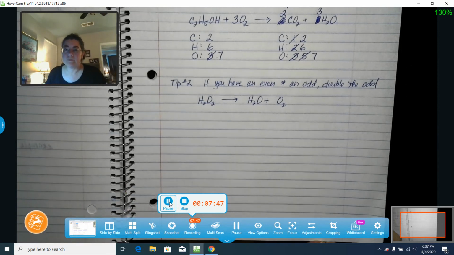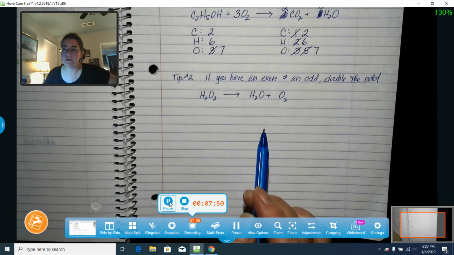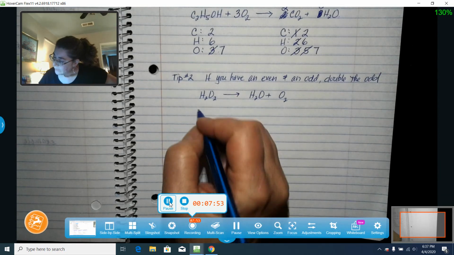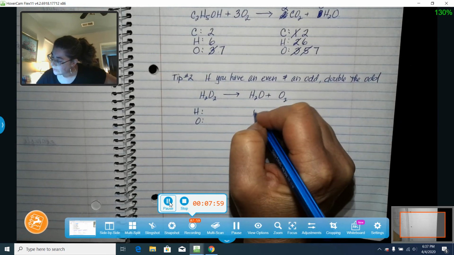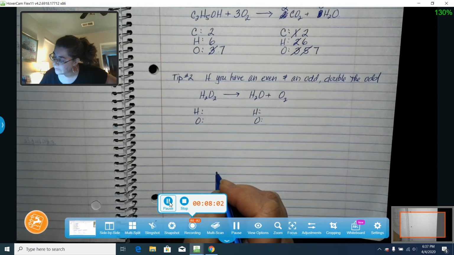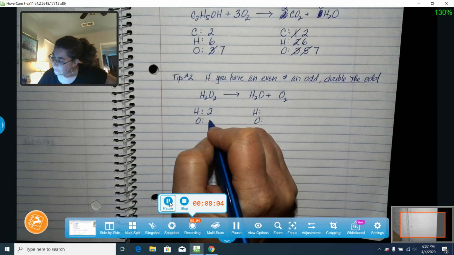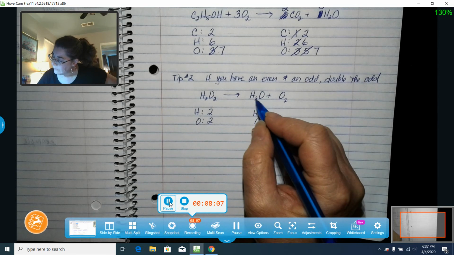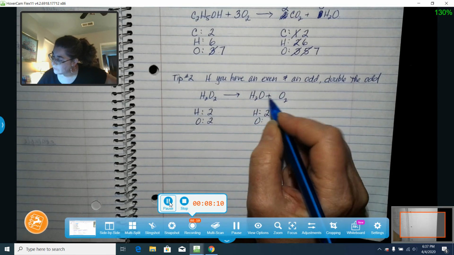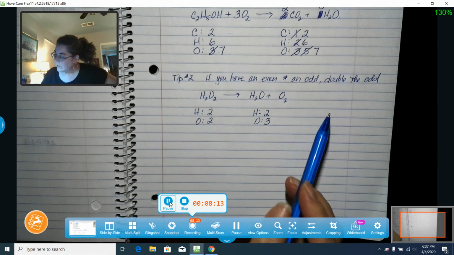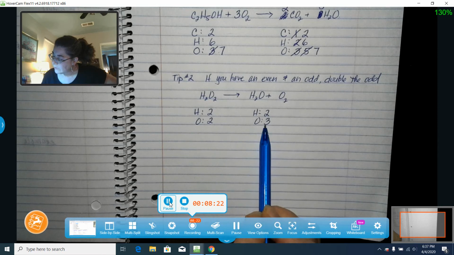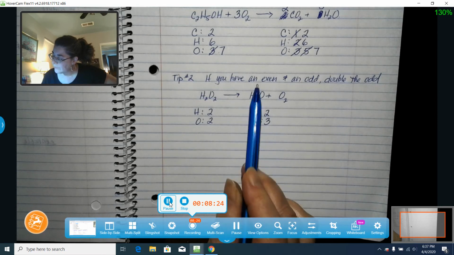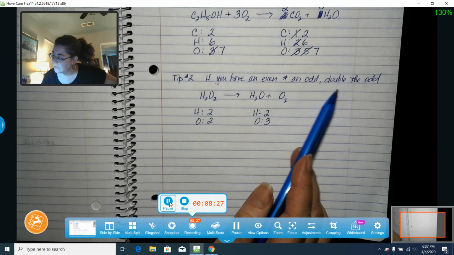Okay, tip number 2. If you have an even and an odd, double the odd. Okay, so what does that mean? Let's first take inventory. Hydrogen, oxygen on this side, and I have the same hydrogen and oxygen on that side. I have 2 hydrogens and 2 oxygens there. And on this side I have 2 hydrogens and I have 2 and 1, 3 oxygens. Okay, so the hydrogens balance so far. I have 2 oxygens on this side, 3 oxygens on that side. I have an even and an odd. So my tip is if you have an even and an odd, double the odd.